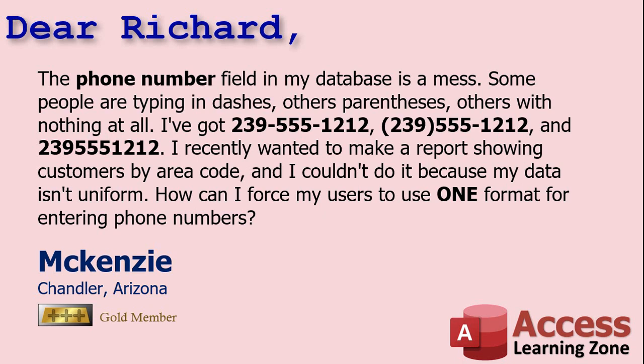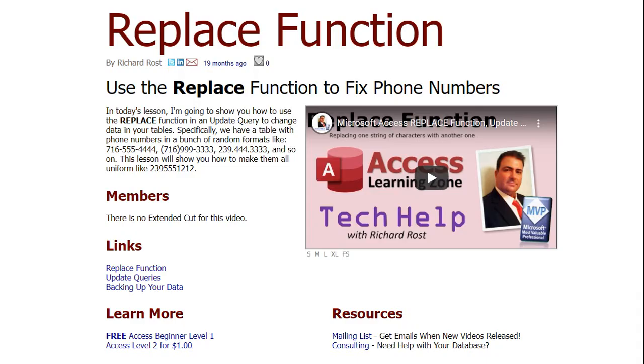Well, Mckenzie, to do this, we can use something called an input mask, which forces users to type data in a particular format. Now, Mckenzie, the first thing you're going to want to do is go watch my video on the replace function. I'll show you how to use the replace function with an update query to get rid of all of that formatting. Because right now you've got those dashes and parentheses and whatever stored in your table. We want to get rid of all of that and just have the digits, just the numbers themselves.